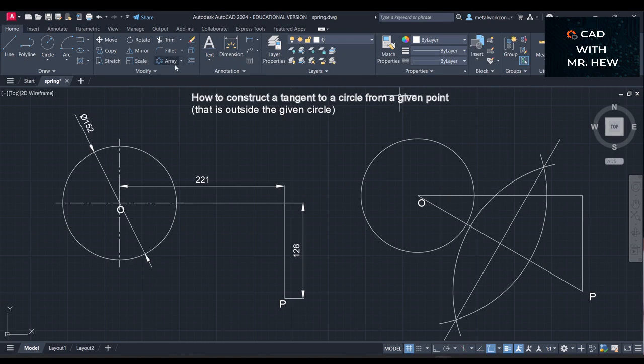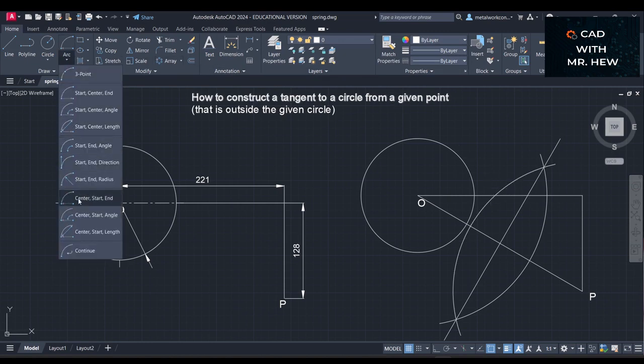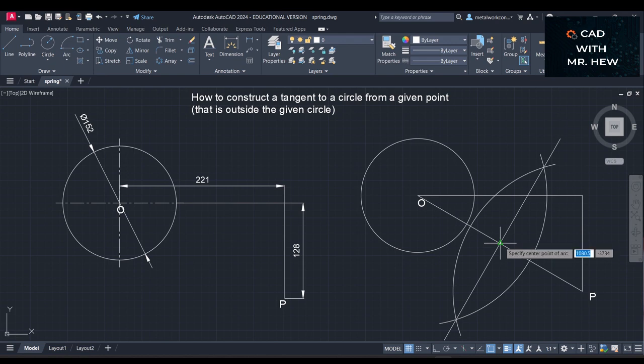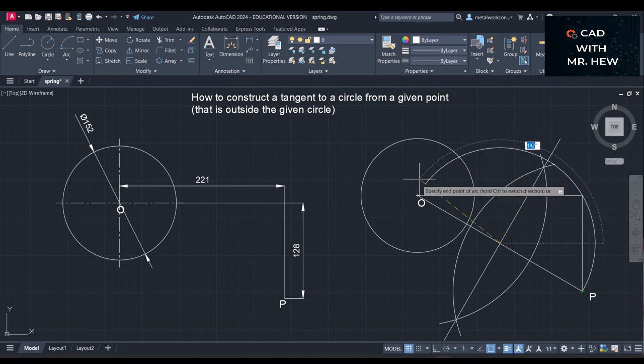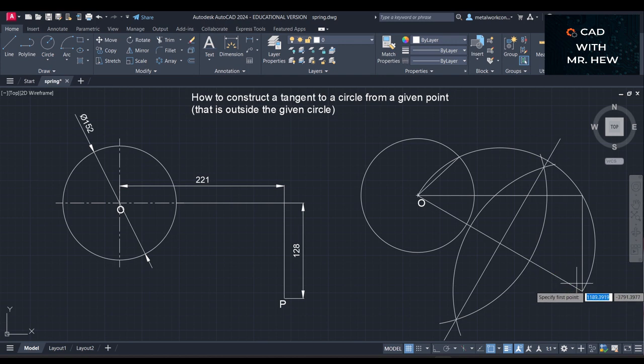Then the next step is to draw a semicircle at the intersection of the bisector and the line OP. So center, radius, you draw a semicircle. Where this semicircle intersects the original circle, that would give the normal. So let's draw a line from the intersection to the center of the circle O, that would be the normal. A line drawn from P to the end of the normal, that would be the tangent.